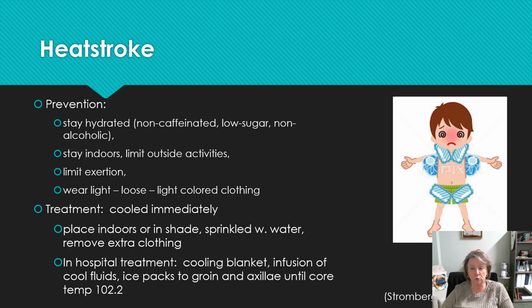One, it makes it worse as far as their drunkenness, but two, they can really hurt themselves worse than that. Limit exertion. Wear light, loose, light-fitting colored clothes. Don't be in the big coat, all up like this.